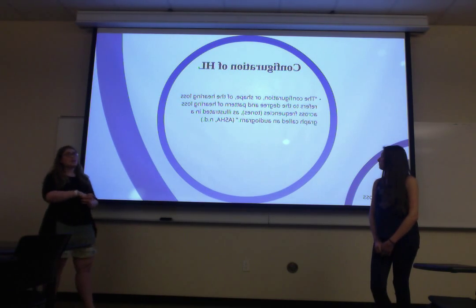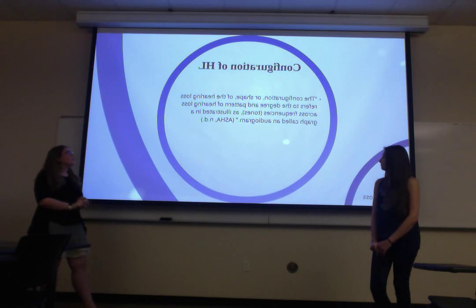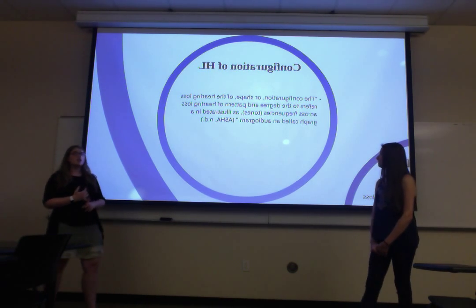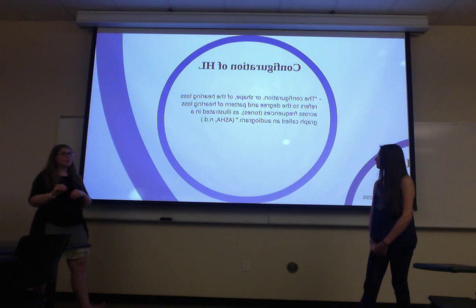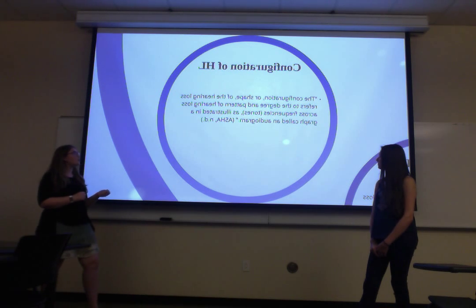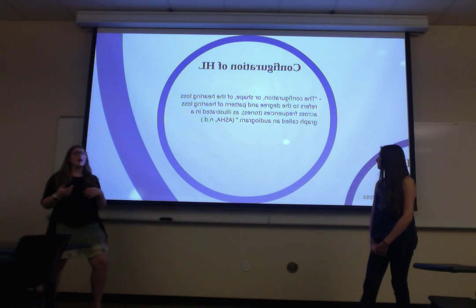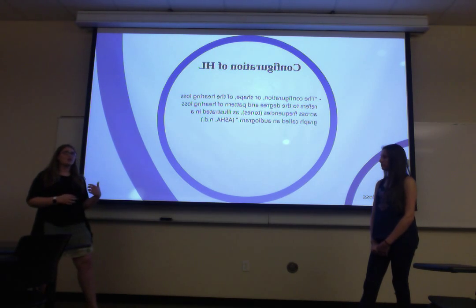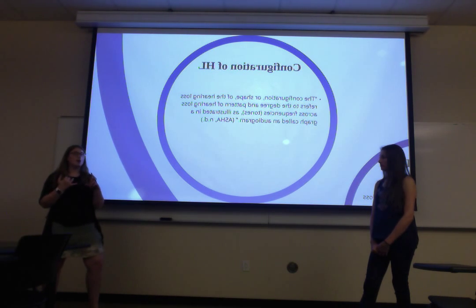And last is the configuration of hearing loss. This one, I got the definition from ASHA because I felt it described it the best. The configuration, or essentially the shape of your hearing loss, is going to refer to the degree and pattern of it across frequencies or tones, as illustrated in a graph called the audiogram, and that's essentially a graph that audiologists read to determine your type and the degree.